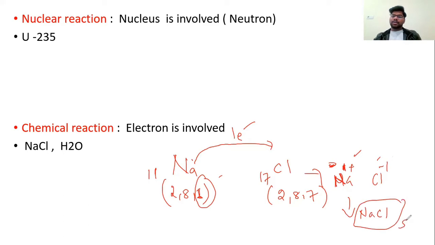Now this is called salt. This is because of the electron transfer. Similarly, H2O, water, can also be made because of the sharing of electrons. In a different video we will discuss what a covalent bond is, what an ionic bond is, and the combination reaction, oxidation reaction, reduction reaction, and lots more.